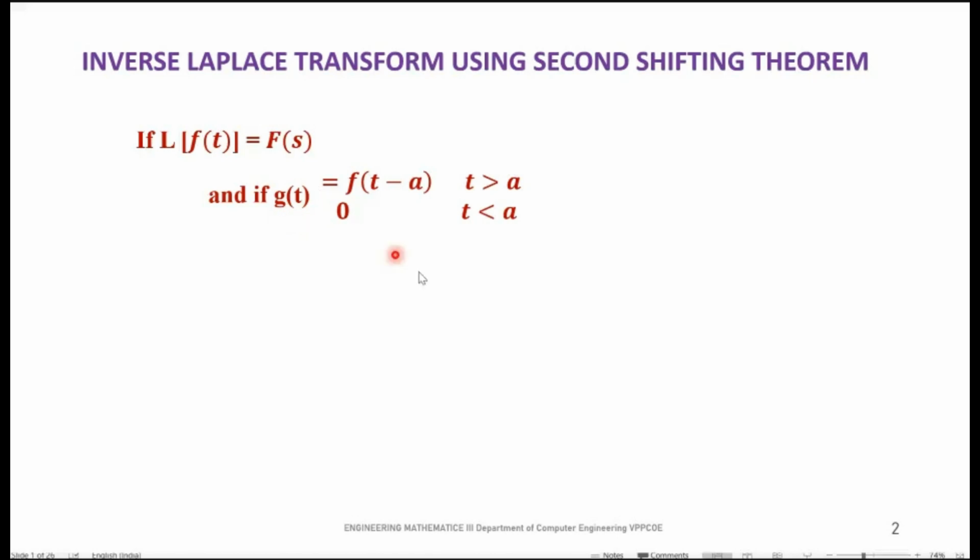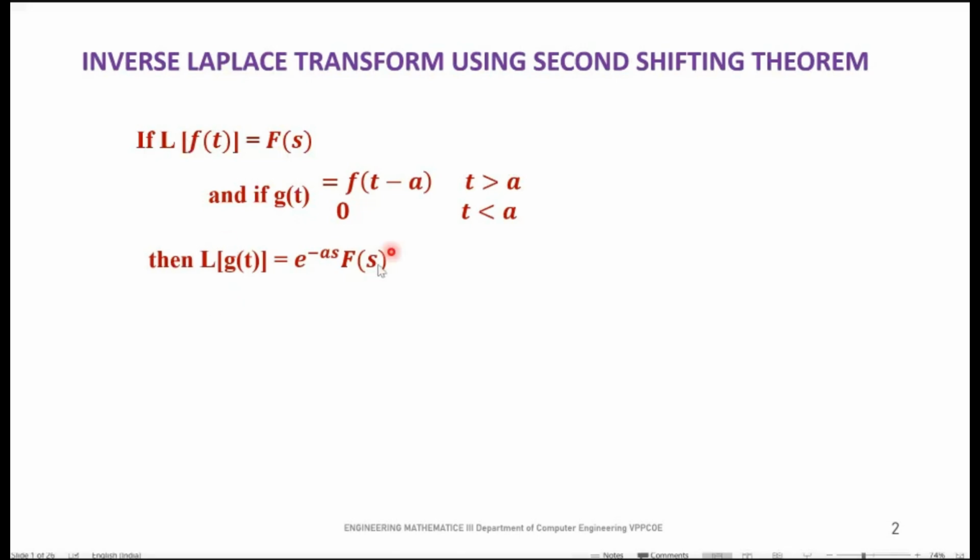In this manner, we can use the second shifting theorem. Here we are going to make use of the second shifting theorem, which states that if L of f of t is F of s, and if g of t is a function defined in this particular manner, then we can calculate L of g of t as e raised to minus as into F of s. What is F of s? It is L of f of t.